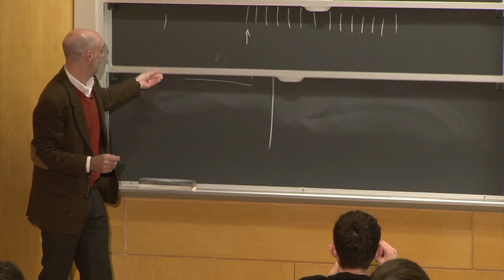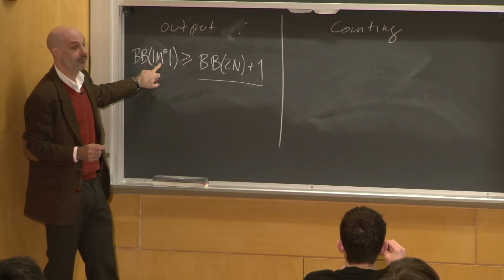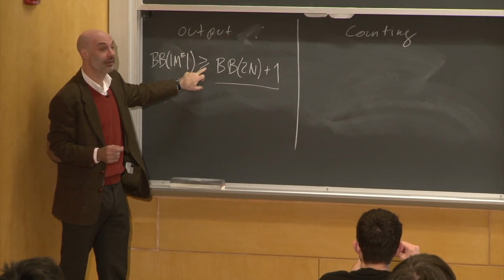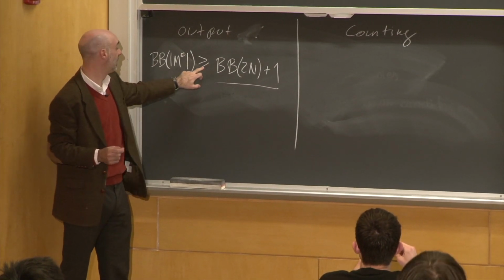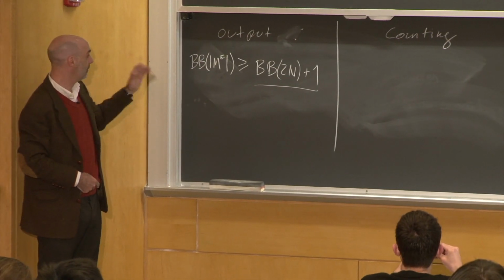So if that turns out to be the most productive Turing machine with that many states, then we're going to have an equality here. If there's another more productive one, then we're going to have an inequality. So we know that.